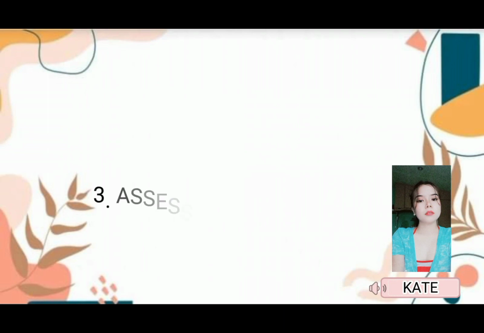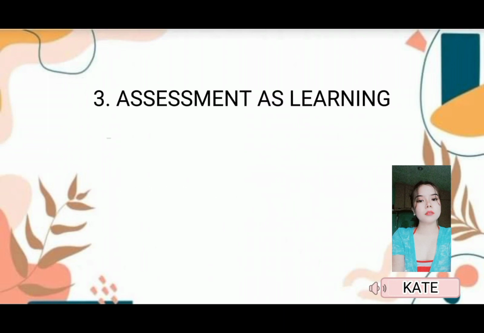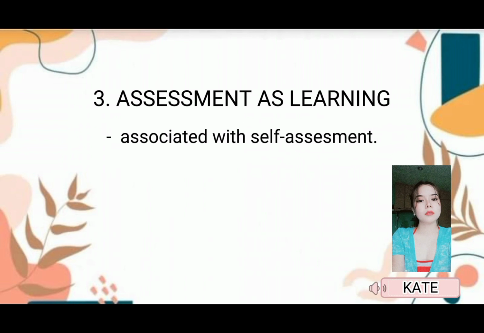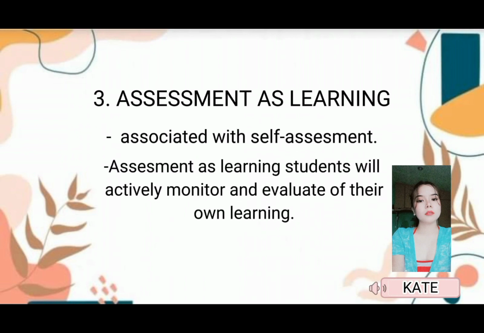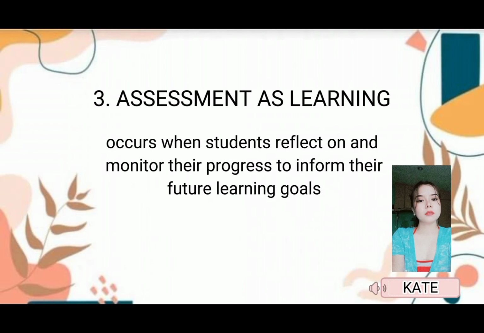And the next assessment is assessment as learning. Assessment as learning is associated with self-assessment. In assessment as learning, students actively monitor and evaluate their own learning. So, they become self-directed, independent learners, and by assessing their own learning, they are learning at the same time. Assessment as learning occurs when students reflect on and monitor their progress to inform their future learning goals.